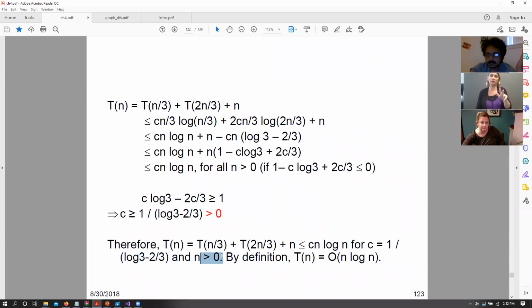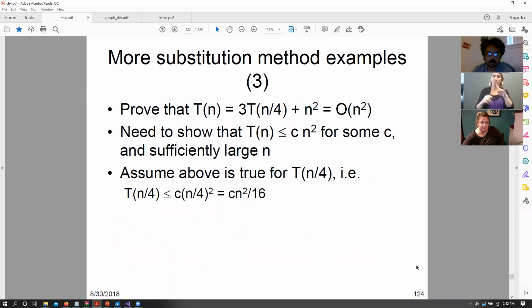For any n greater than 0, we have now, by definition, T of n is n log n. Thanks, Brian. 1.58. So this is how we proved, using the substitution method, that T(n) = T(n/3) + T(2n/3) + n is going to be n log n, or big O of n log n. So let's look at another example. If C is greater than or equal to that value, that will write the constant in front of n, thus proving our original assumption.